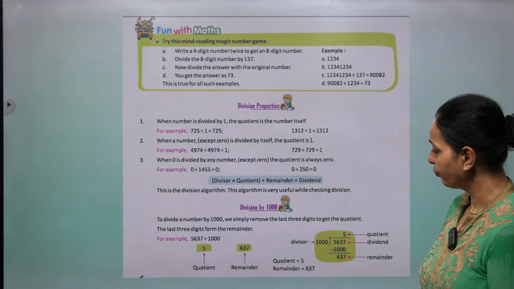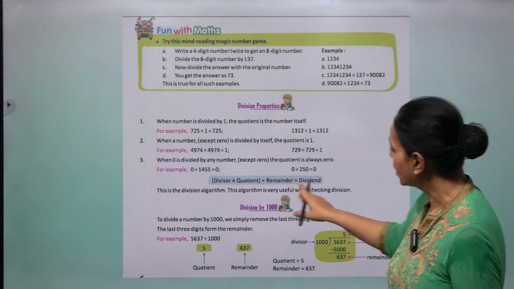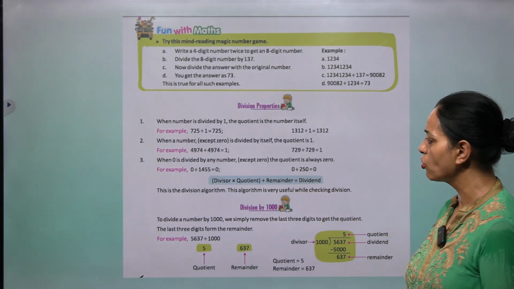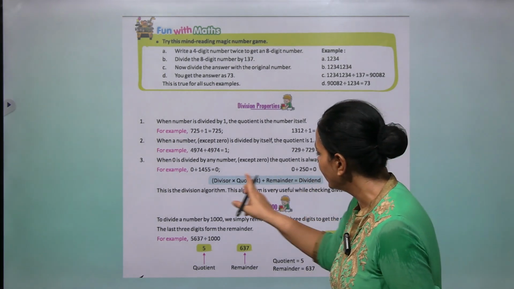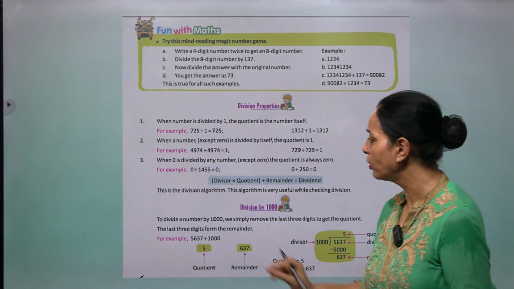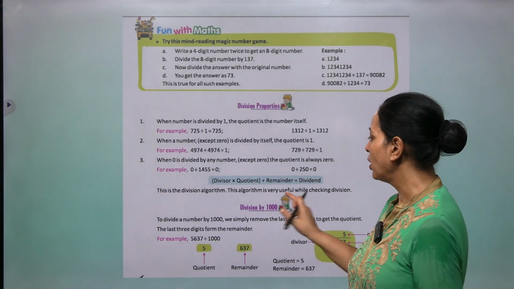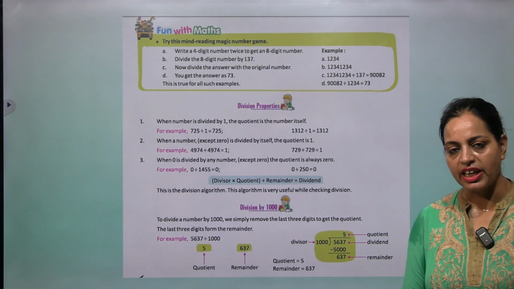So, I have told you this property, this rule, divisor into quotient plus remainder equals to dividend. So, this has a special name. इसको हम क्या बोलते हैं? This is the division algorithm. So, this algorithm is very useful while checking division.